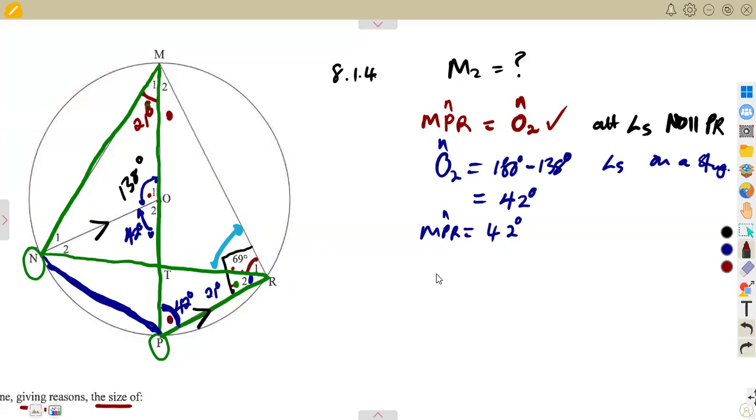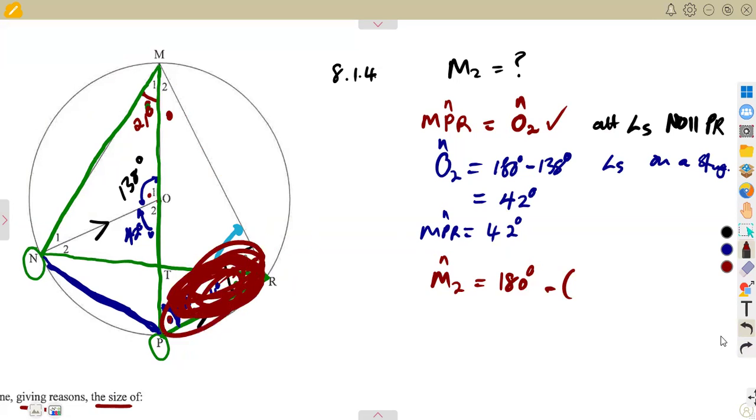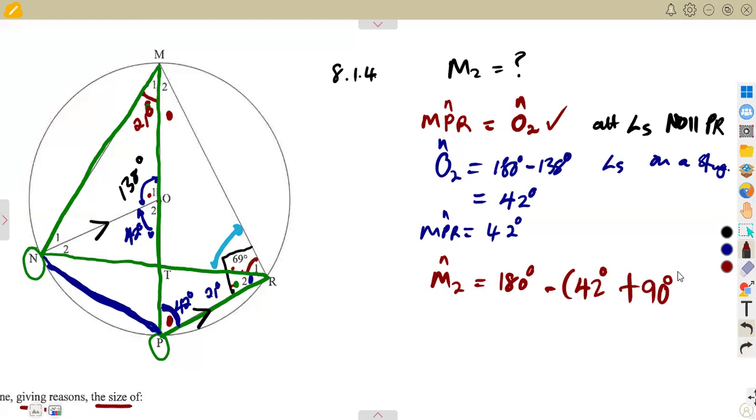So I can calculate angle M2 by simply subtracting the other angles inside this triangle. Which angles am I talking about? The 42 degrees and the combination of these two angles, which I know make a right angle if I add them. So instead of adding 21 and 69, I'm just going to write this as 90 degrees. But I'm not saying it's wrong for you to write plus 21 plus 69 degrees. It is one and the same thing.